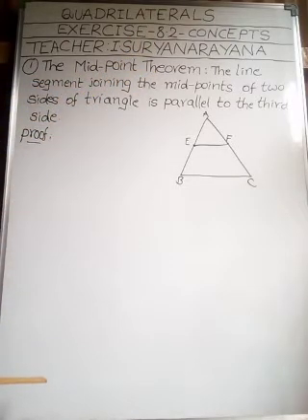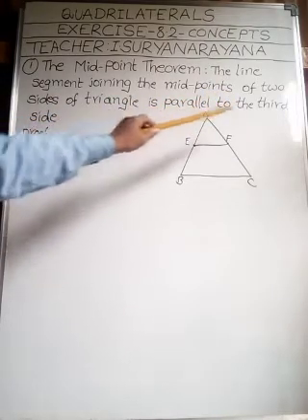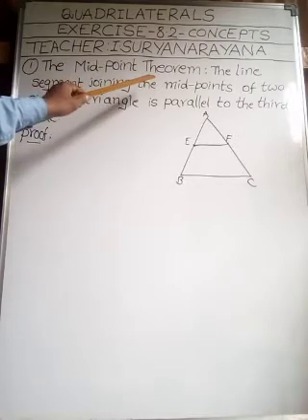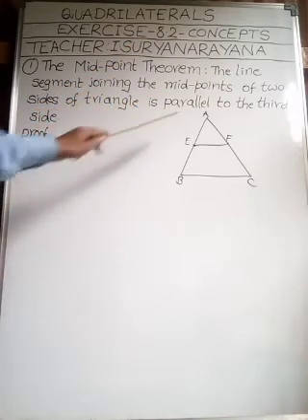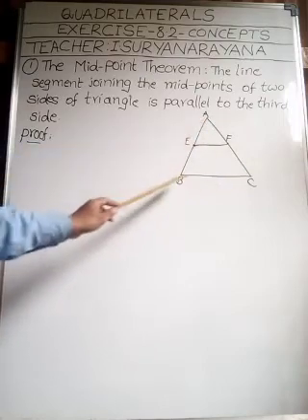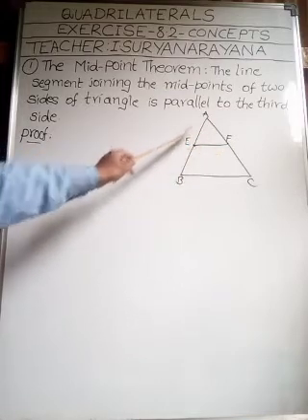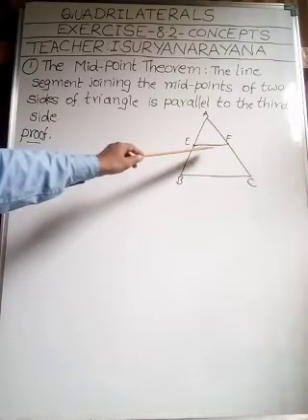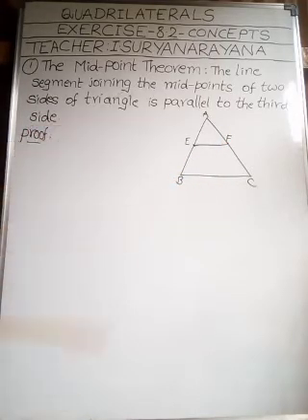What is the statement of the midpoint theorem? The line segment joining the midpoints of two sides of a triangle is parallel to the third side. Okay, my children, remember this is the statement of the midpoint theorem. Let us consider this is a triangle ABC. In this triangle ABC, let us consider E and F are midpoints of the two sides AB and AC respectively. If we join EF, then this line segment is parallel to BC. This is the statement of the midpoint theorem.